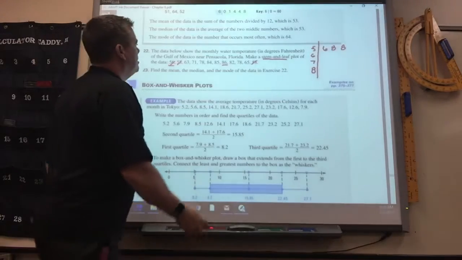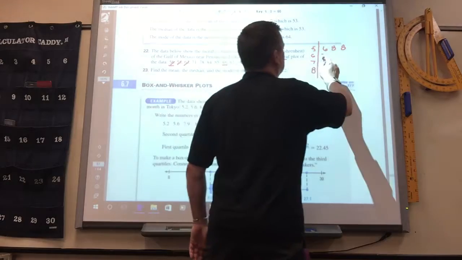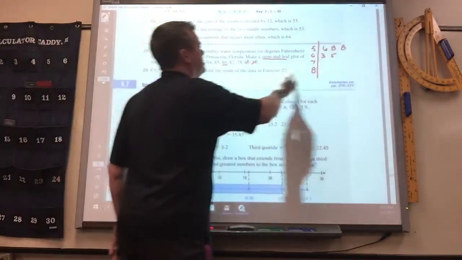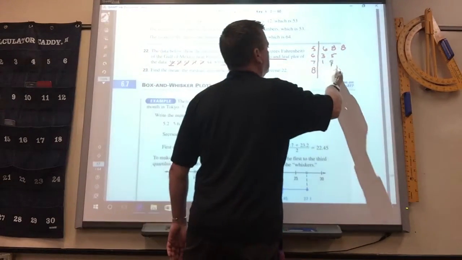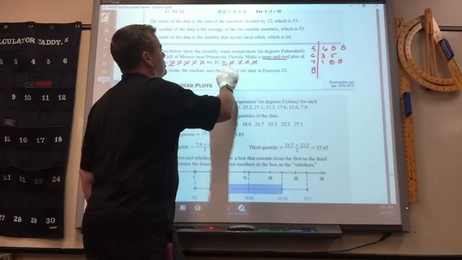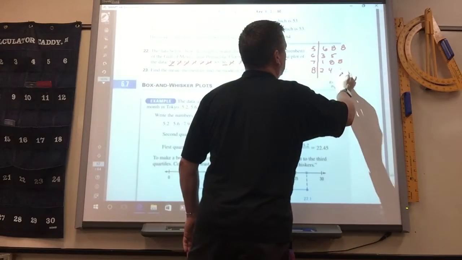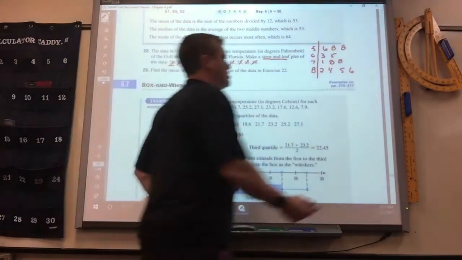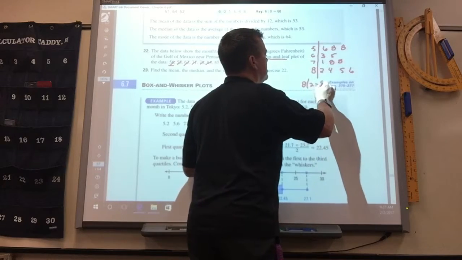The 60s, there's a 3 and a 5. The 70s, there's a 1, 2 8s. And then in the 80s, we got 2, 4, 5, 6. Now don't forget this, you gotta put a key. So you can choose any one of these that you want. 8|2 equals 82.